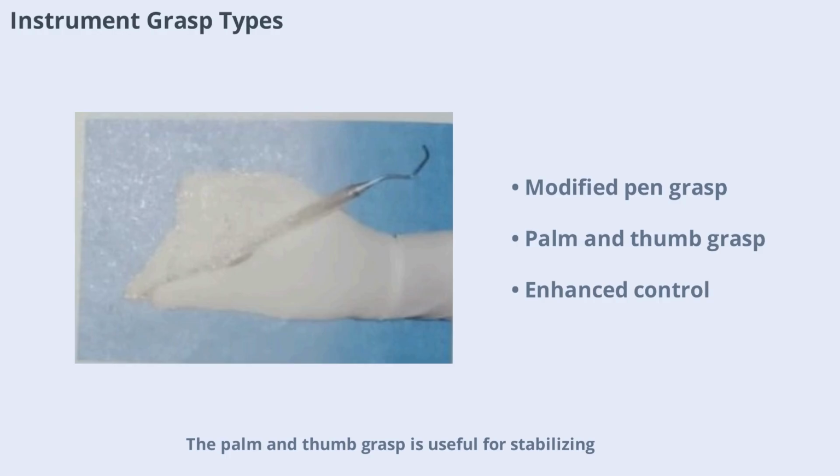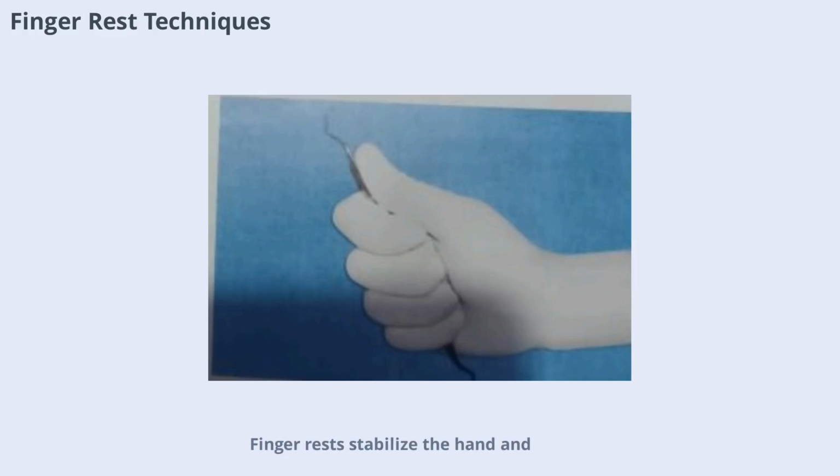The palm and thumb grasp is useful for stabilizing instruments during sharpening and for manipulating air and water syringes. Choosing the right grasp enhances control and efficiency during periodontal procedures. Finger rests stabilize the hand and instrument by providing a firm fulcrum. The ring finger is preferred for the finger rest, and maximal control is achieved when the middle finger is kept between the instrument shank and the fourth finger.